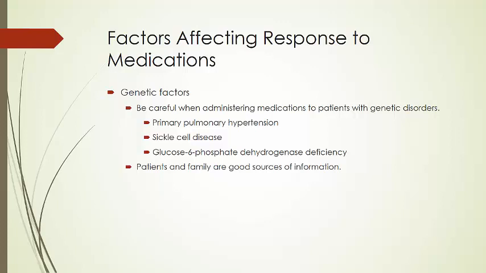Some genetic factors: if you have primary pulmonary hypertension, and you give them vasopressor medications, they can have a real acute decompensation really fast that you're not expecting. If you have somebody who has sickle cell disease, diuretics can cause them really bad complications. If you have glucose-6-phosphate dehydrogenase deficiency, never met a patient who did, but if you did, if you give them a salicylate, then it can actually precipitate hemolysis, which is bad.